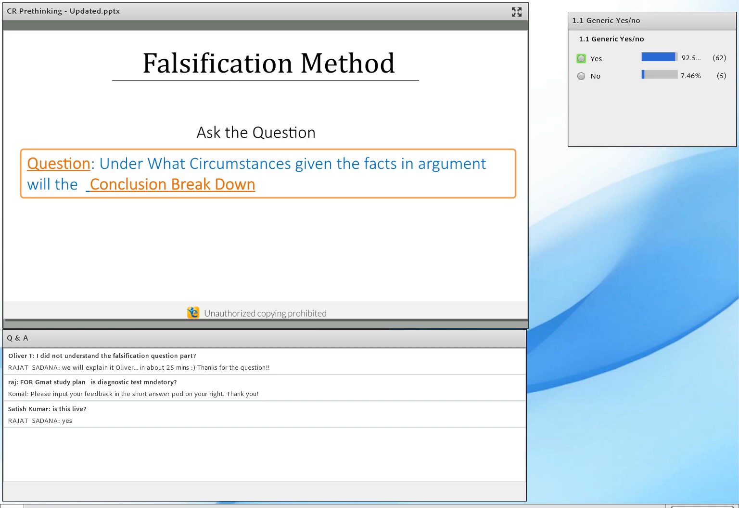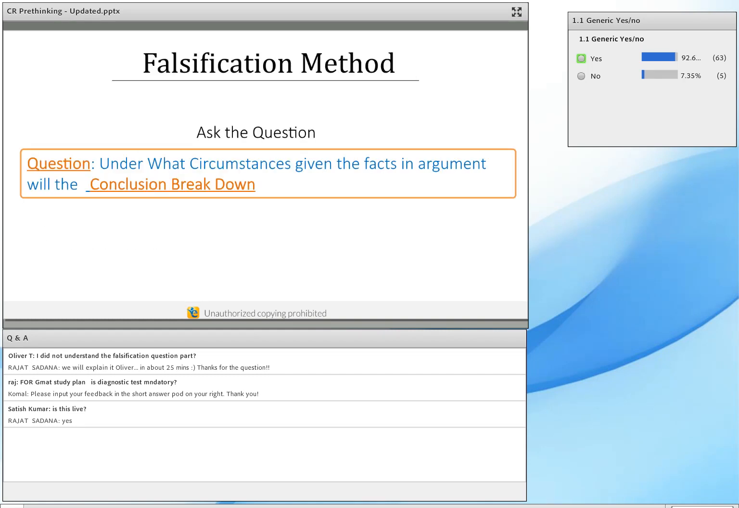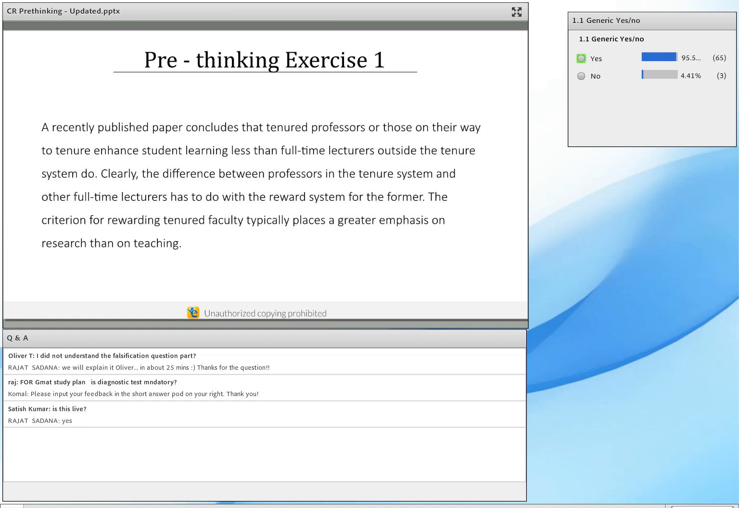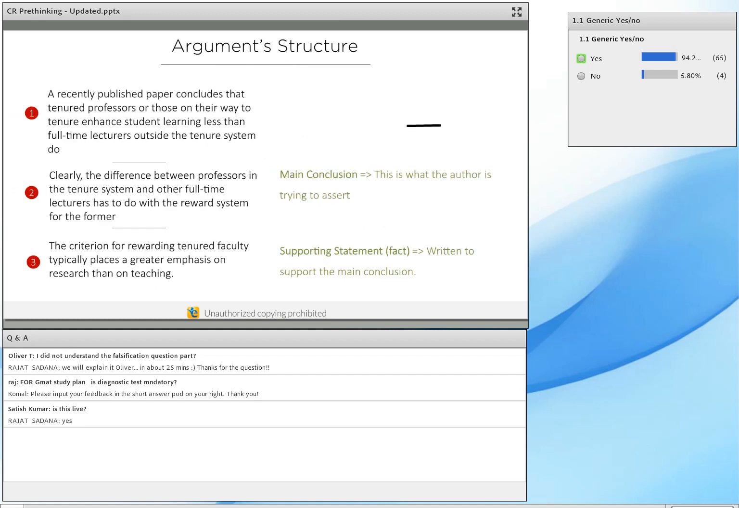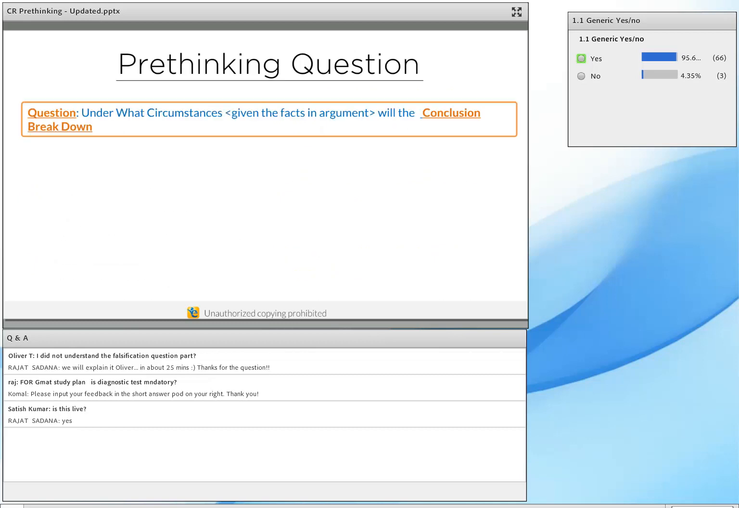We ask this question: under what circumstances, given the facts in the argument, will my conclusion break down? Okay, that's the question that we ask. And then once we get those circumstances, my assumption is that such circumstances are impossible or are not allowed. So let's go about doing this on this particular argument. We already went through this. So let's ask this question.